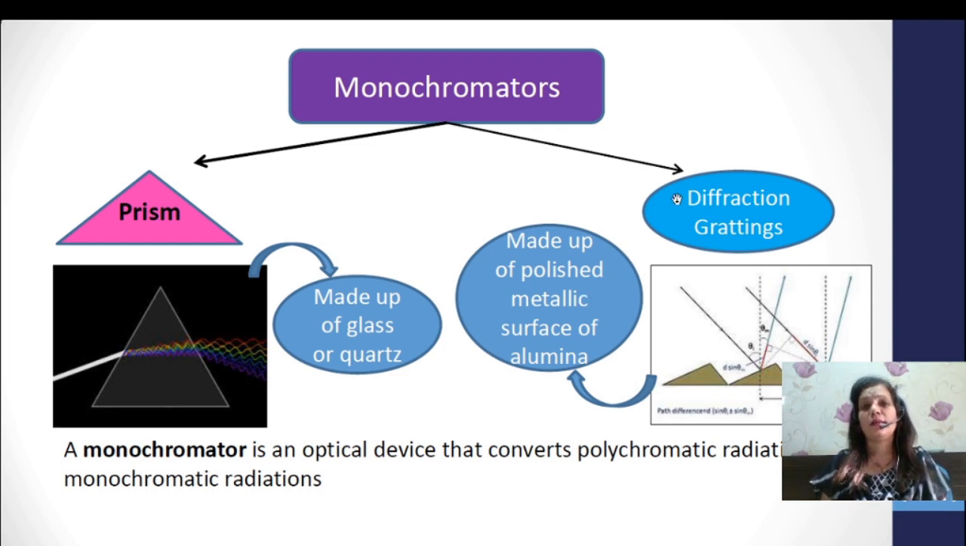Another monochromator you can use here is the diffraction grating. It is a polished surface with a number of grooves. When a ray of light passes over here, this is the angle of incidence.